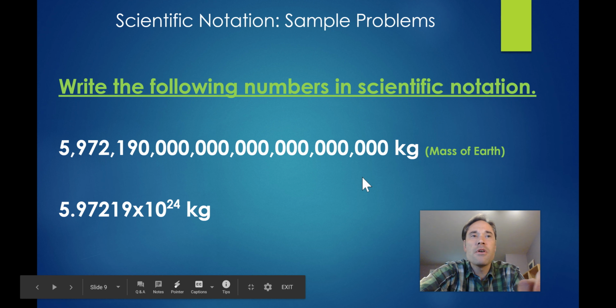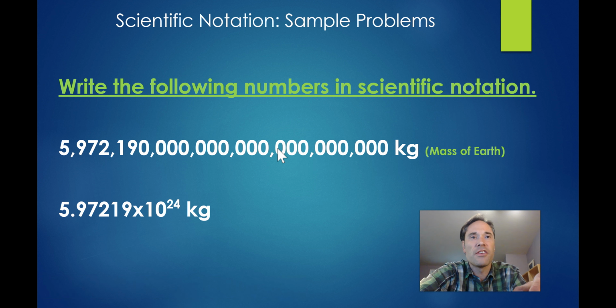So how do I get the 24? Well, I just count. I'm going to count in groups of 3. That's why the commas are there. So I got 1, 2, 3, 4, 5, 6, 7, 8, 9, 10, 11, 12, 13, 14, 15, 16, 17, 18, 19, 20, 21, 22, 23, 24. So I've now moved the decimal point from here, which is where it lives in standard notation, all the way over to live between the 5 and the 9. So I needed to move the decimal point from here all the way to there, which is a total of 24 places, which gives us this number in standard notation.